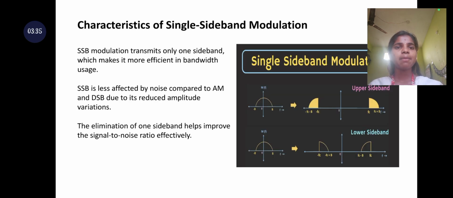Characteristics of single sideband modulation. Single sideband modulation transmits only one sideband, which makes it more efficient in bandwidth usage. SSB is less affected by noise compared to amplitude modulation and DSB due to its reduced amplitude variations. The elimination of one sideband helps improve the signal to noise ratio efficiently.